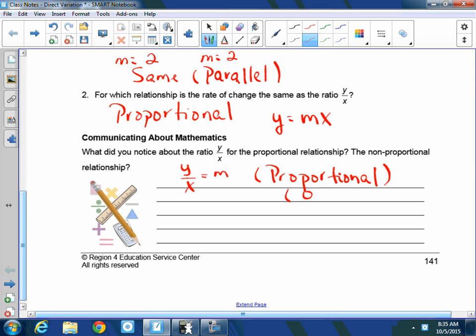Which means it goes through 0, 0. But what did you notice about the non-proportional? Was that equal to m? No, it was not. It was not equal to m. So it is non-proportional. And if you just want to write P for proportional and NP for non-proportional, you're welcome to. I really don't care as long as you know and understand what it means. Now, does it go through 0, 0? No, it sure doesn't. So there's no 0, 0. Okay? Are we good? Yeah. All right.